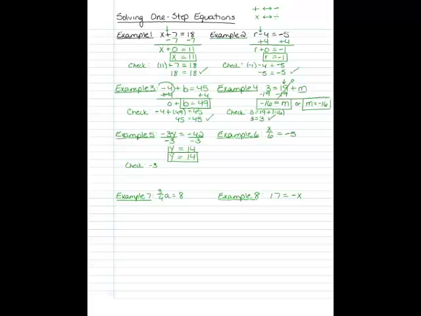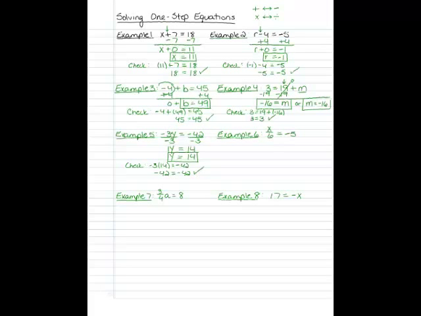We have negative 3 times 14. On the right-hand side, negative 42. Negative 3 times 14 is negative 42 equals negative 42. That checks. So that is the correct answer.